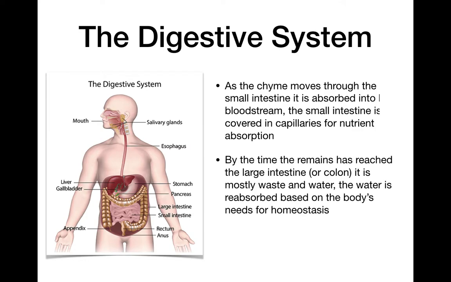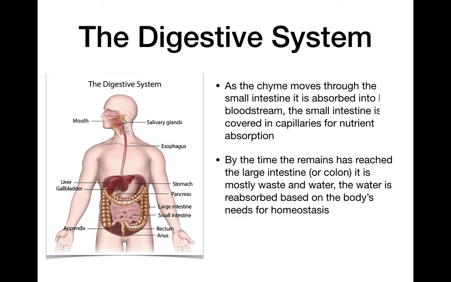And then by the time the remains of whatever's left of the food has reached the large intestine, which is sometimes also called the colon, it's mostly waste and water, but it hasn't been used yet. So the water that's there will get reabsorbed back into the bloodstream, but that's based on cells in the body. How much water you have will determine how much water you can lose if you're healthy from the large intestine.